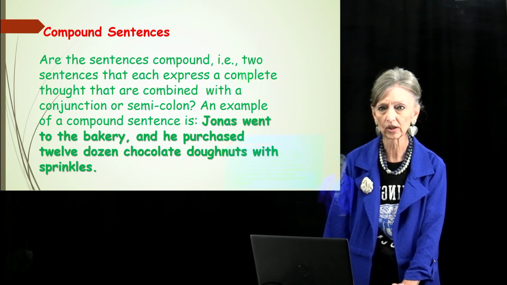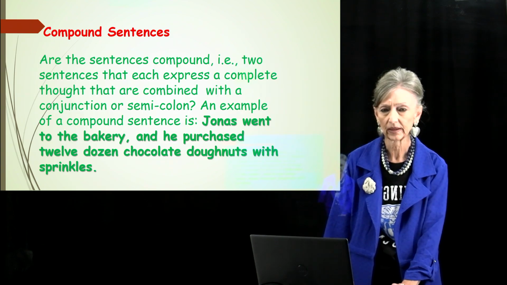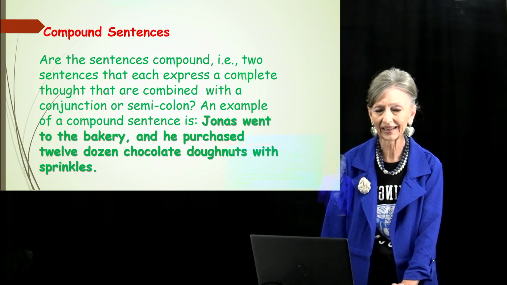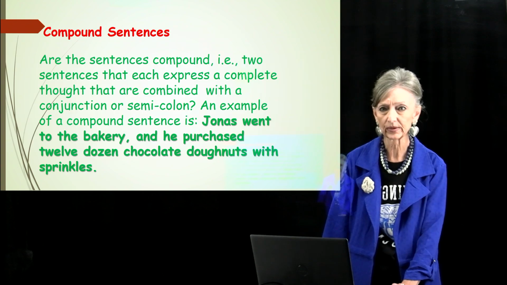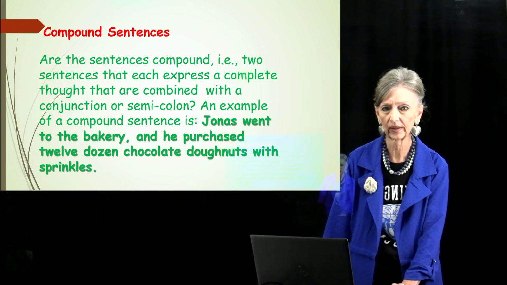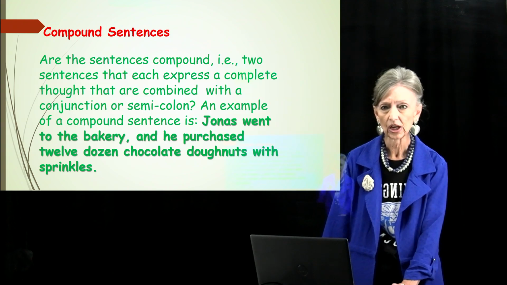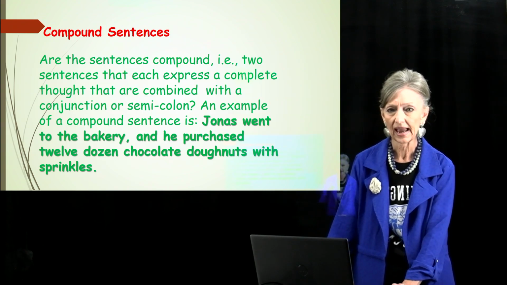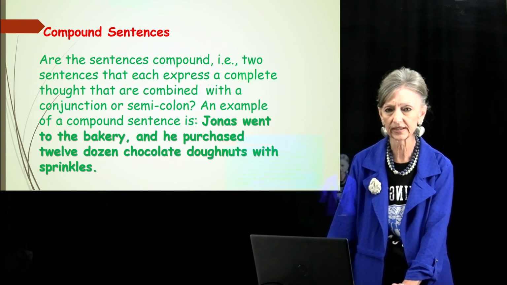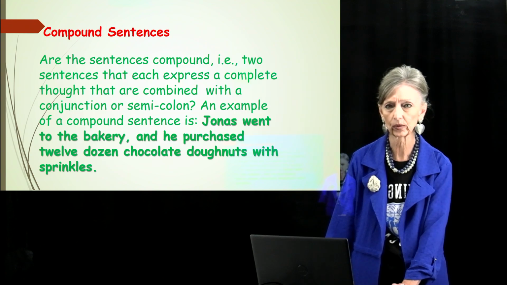Compound sentences are two sentences that each express a complete thought. Those two sentences are combined into one sentence by using a conjunction or a semicolon. An example of a compound sentence is, Jonas went to the bakery and he purchased 12 dozen chocolate donuts with sprinkles.